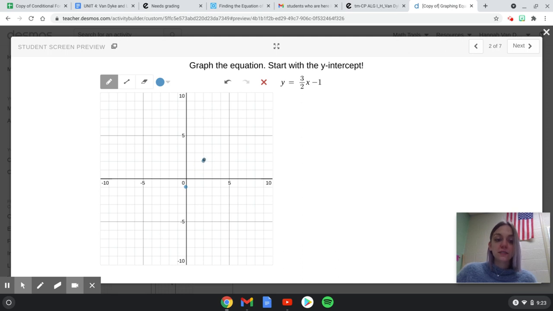I'm going to do that one more time. 1, 2, 3. I rise 3, and then I run 2. Now I'm rising 3, running 2, because that's what my slope is telling me to do.